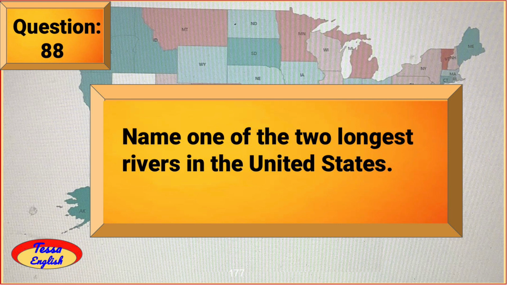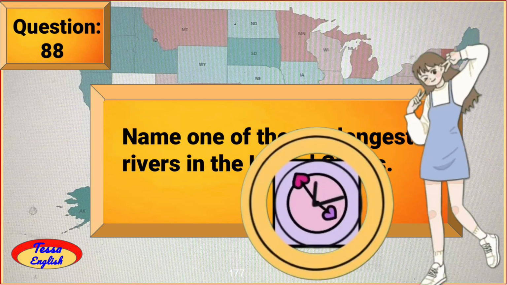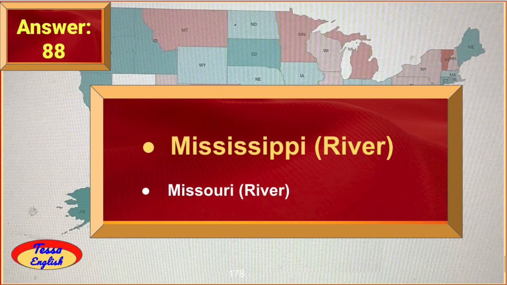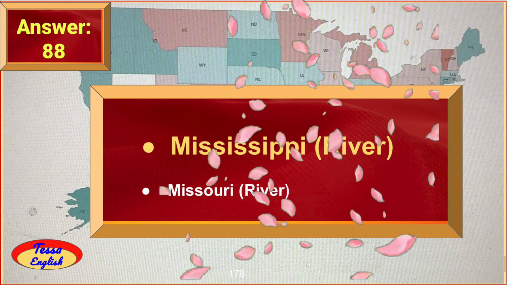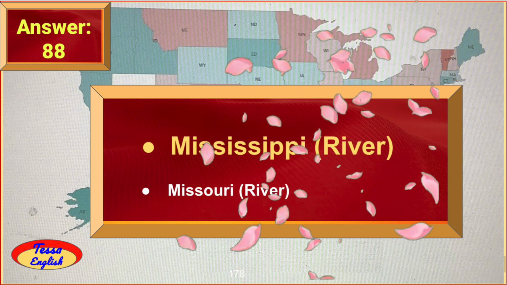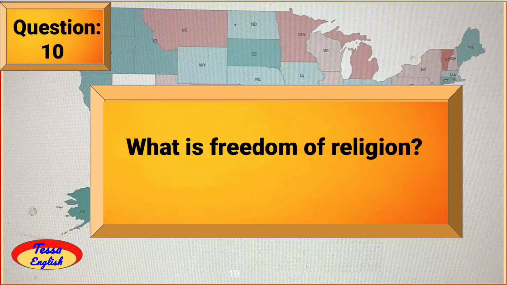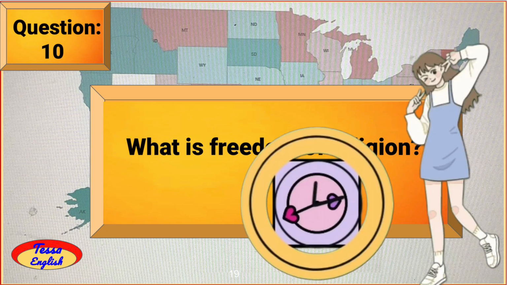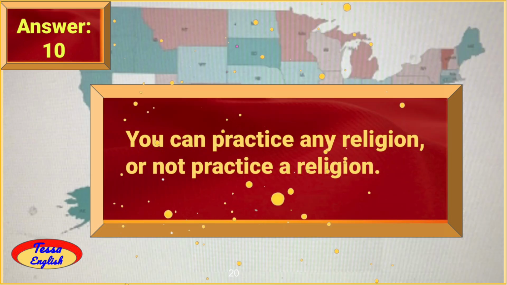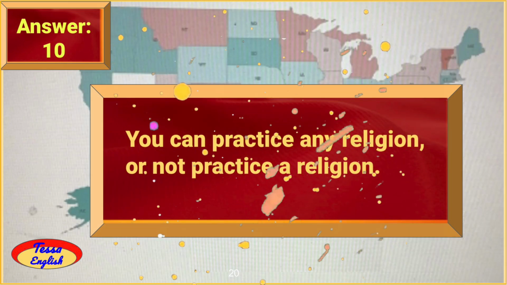Name one of the two longest rivers in the United States. Mississippi River. What is freedom of religion? You can practice any religion or not practice a religion.